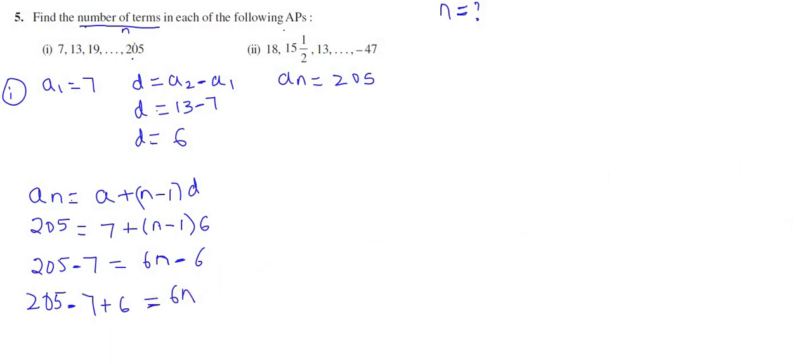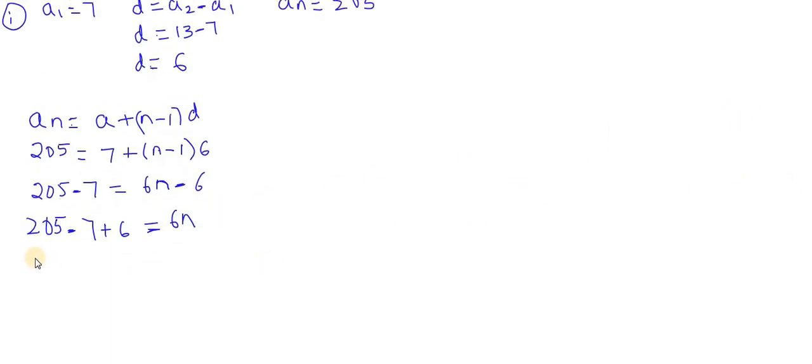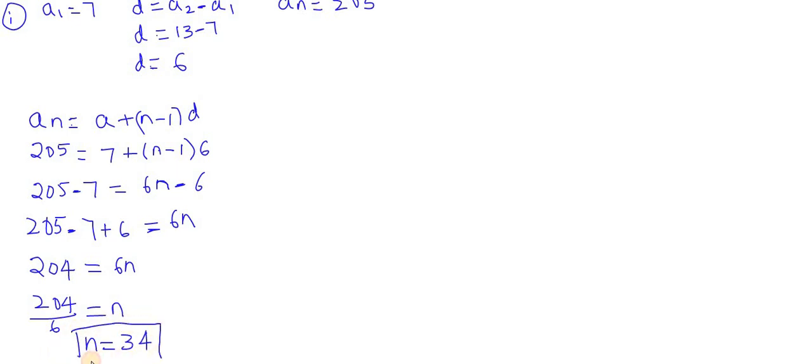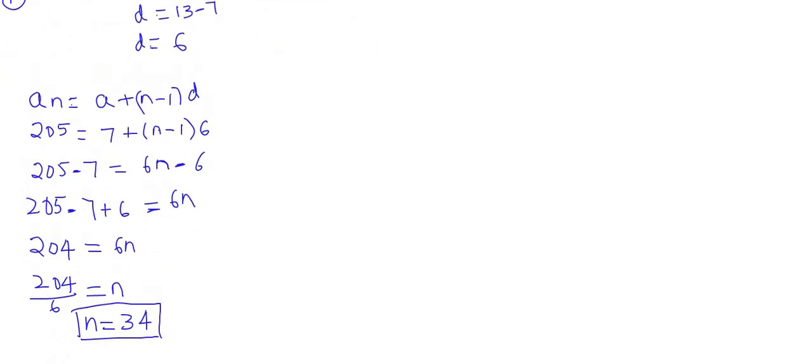Now simplify it further. So what you'll get, 204 is equal to 6n. Therefore 204 divided by 6 is equal to n. So therefore n is equal to 204 divided by 6. Therefore here the n value is equal to 34. The value of n is 34. This is the solution. I hope all of you understood.